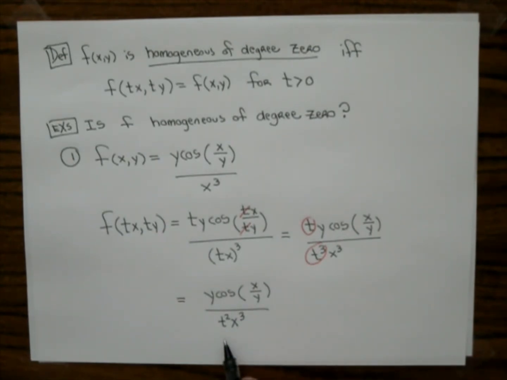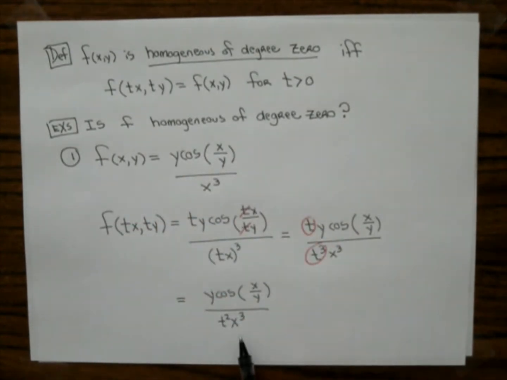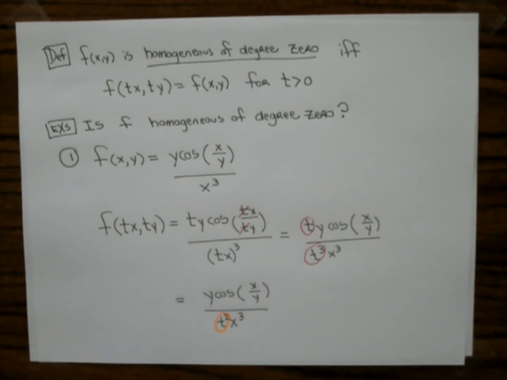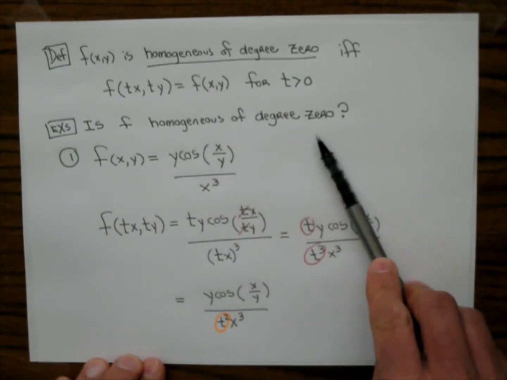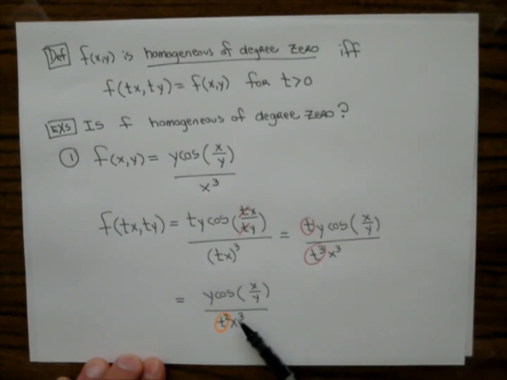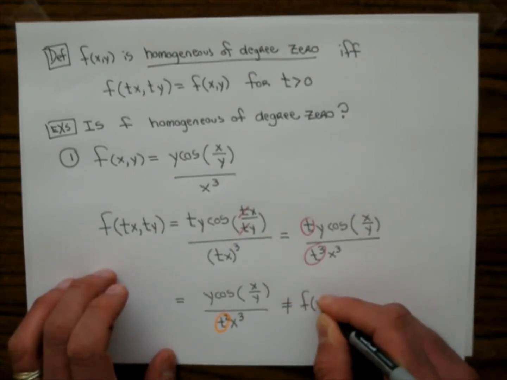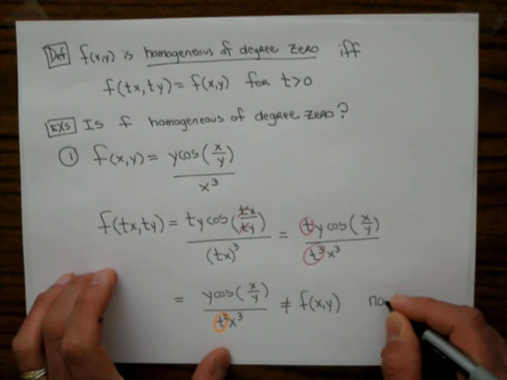Does this equal the function f of x, y? Well, the thing is, we have this extra t squared there, and that is not exactly this. In order for this thing to be homogeneous of degree 0, you've got to get exactly the same function without any t's. The t's are going to go away. So this does not equal f of x, y, and the answer to is f homogeneous of degree 0? We're going to say no.